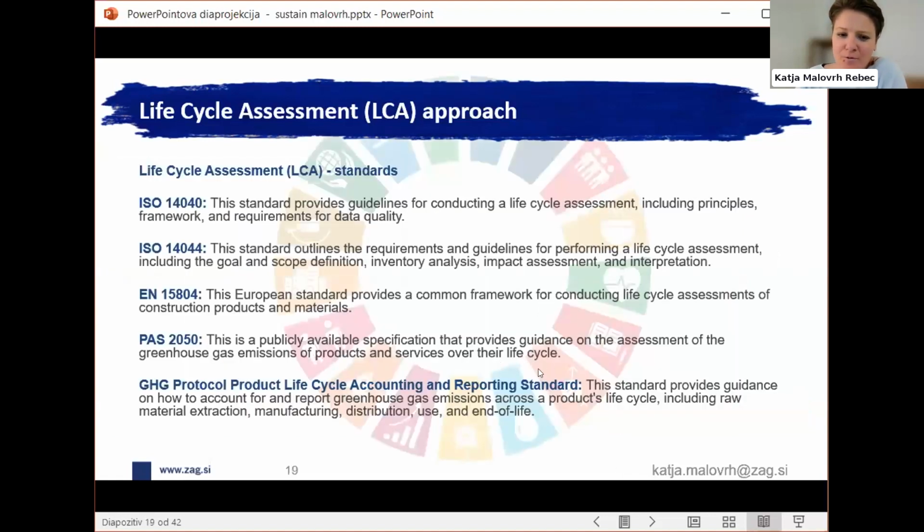And for sure, they were also incorporated in standards, as were other things. So we are working with at least three very important standards.